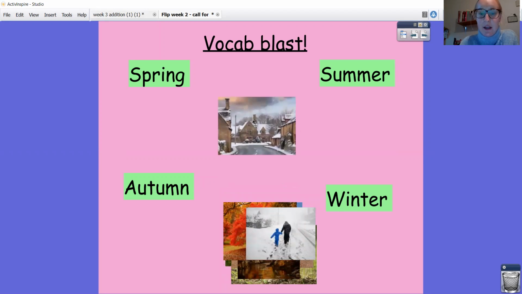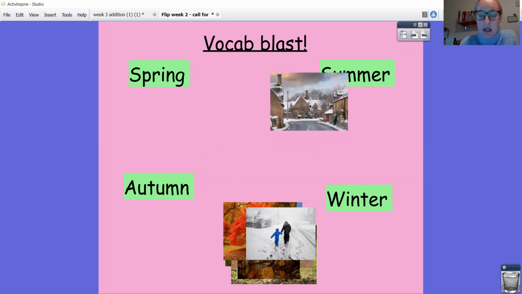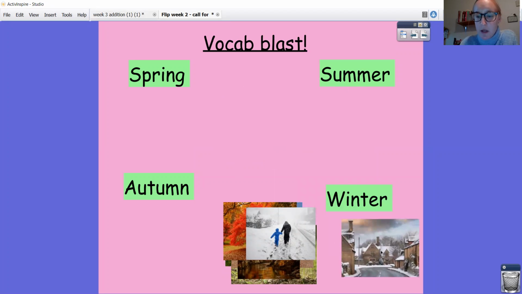Here in this picture, it looks very cold and very snowy. It looks like there's a lot of snow on the floor and a lot of grey, dark clouds. So I think it's not going to be summer because summer's really hot. It must be winter because winter is cold.